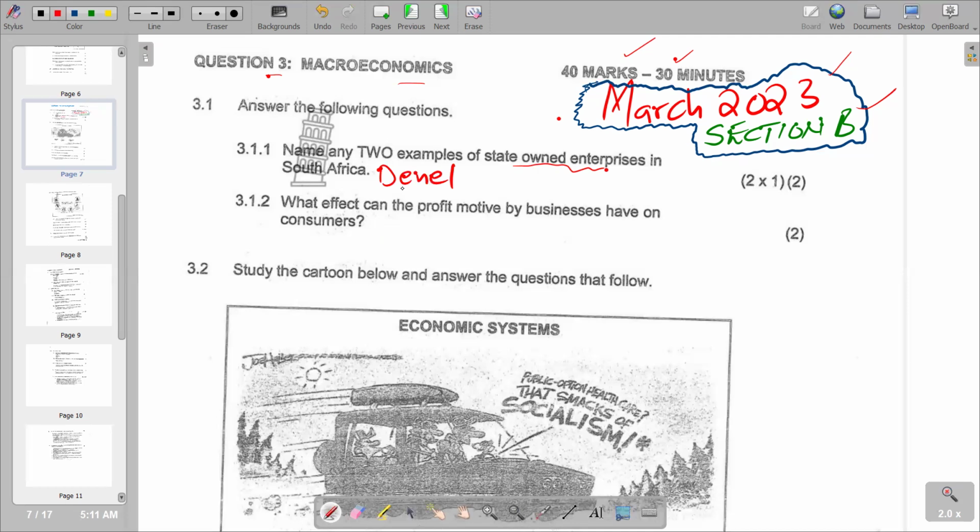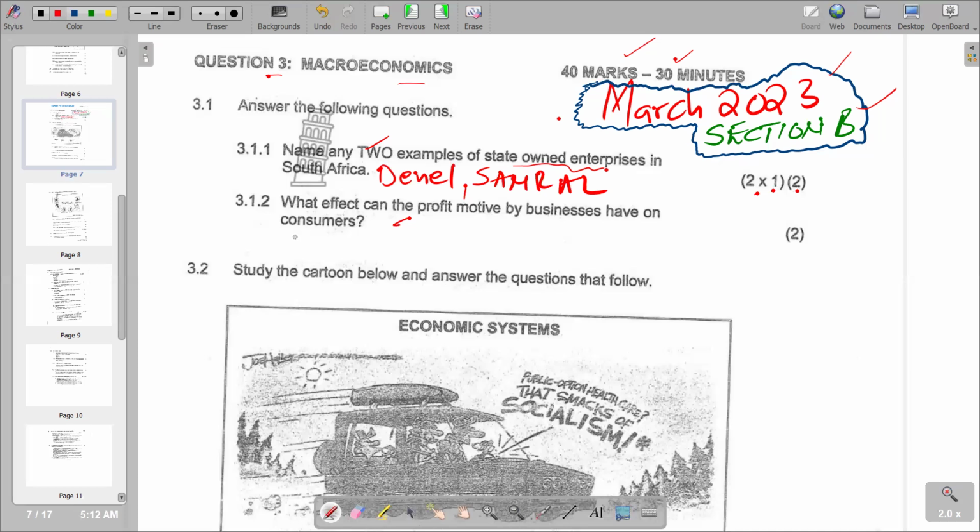And remember, Denel is the supplier to the South African National Defence Force, the SANDF, and it supplies missiles, supporting artillery and other products. But our question requires two, so we pick another one, SANRAL. Remember, SANRAL stands for South African National Roads Agency. These are examples of state-owned enterprises that we have in South Africa. Our question requires two of them, each with 1 mark, to get a total of 2 marks.